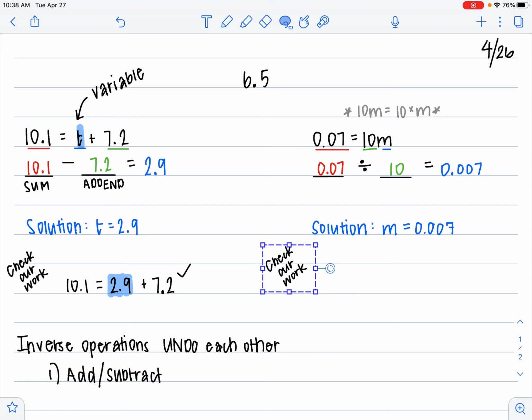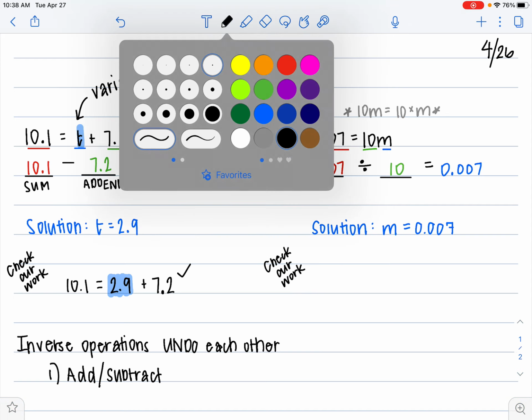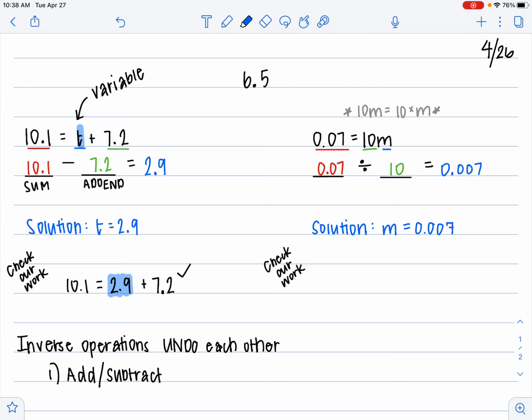And again, just like over here, we got to check our work. Let's try it out. If M is in fact 0.007, then 10 times 0.007 should equal 0.07. Does it work? Well, yeah, if we're multiplying this number by 10, all we need to do is move the decimal place one to the right. And so our final answer is 0.07. That checks out.